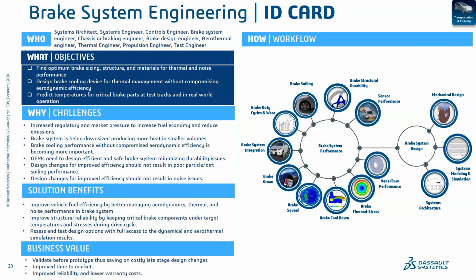So the objective of this brake system engineering IP is to optimize your braking system structurally as well as thermally, and also to optimize it for noise performance, and design a better cooling system for your brakes, which improves your thermal management without compromising the aerodynamic efficiencies, and also predict the temperature for critical conditions and critical brake parts at different conditions in real world operations.